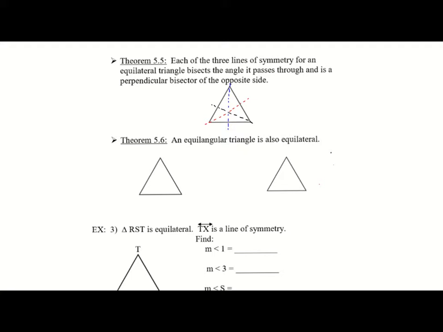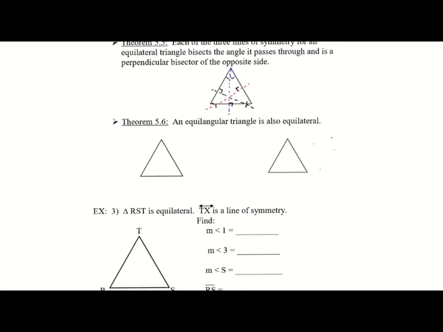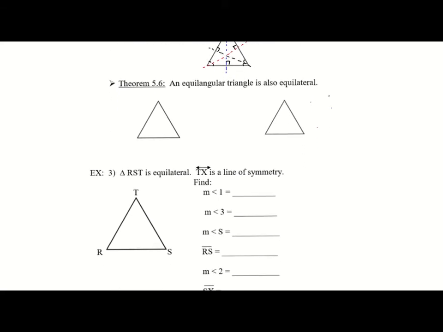vertex. And in all of those cases, each time we drew that line of symmetry, every line was a perpendicular bisector and an angle bisector. So both of those halves of the angles were the same, and we're always perpendicular. Okay? So then we have that an equiangular triangle is also equilateral. So this is just the opposite of our theorem before.